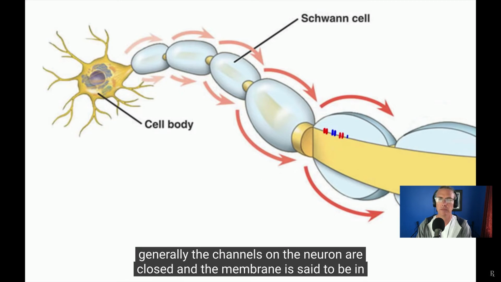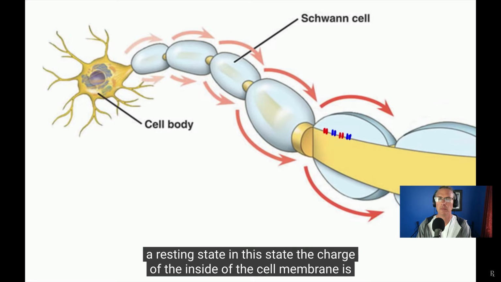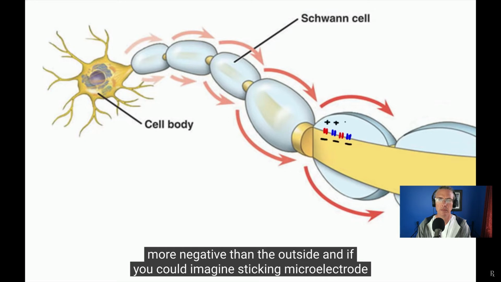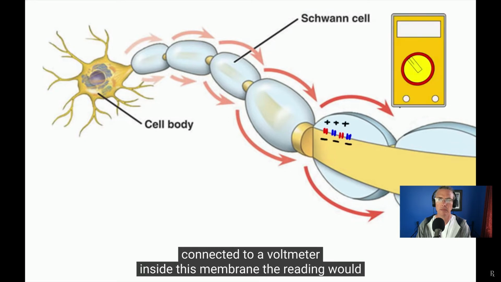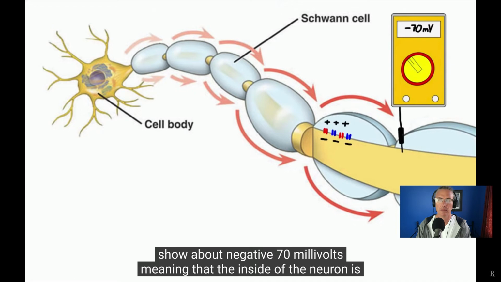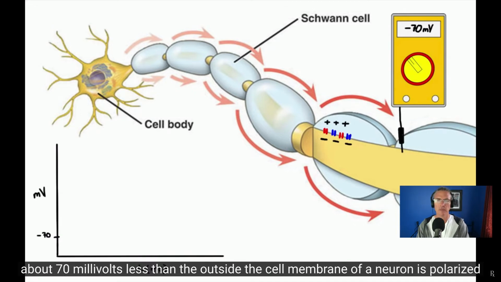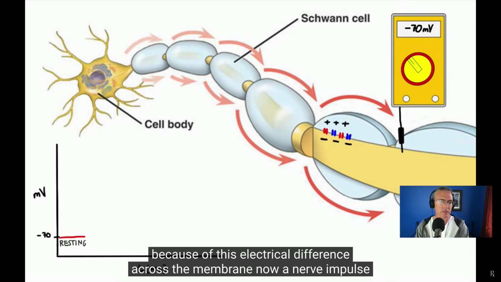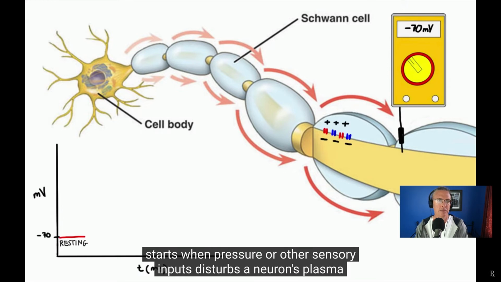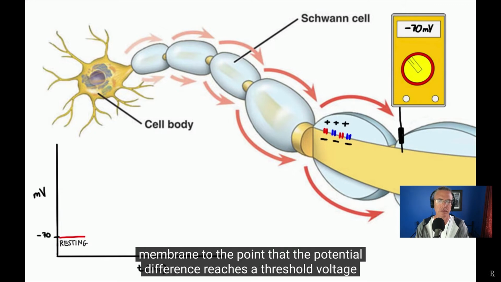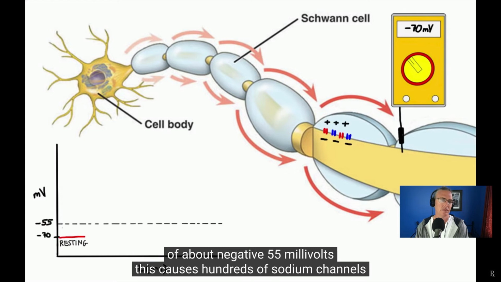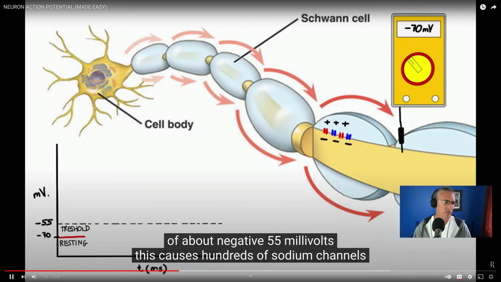Generally, the channels on a neuron are closed, and the membrane is said to be in a resting state. In this state, the charge of the inside of the cell membrane is more negative than the outside. And if you could imagine sticking microelectrode connected to a voltmeter inside this membrane, the reading would show about negative 70 millivolt, meaning that the inside of the neuron is about 70 millivolt less than the outside. The cell membrane of a neuron is polarized because of this electrical difference across the membrane. Now, a nerve impulse starts when pressure or other sensory inputs disturbs a neuron's plasma membrane to the point that the potential difference reaches a threshold voltage of about negative 55 millivolt. This causes hundreds of sodium channels.